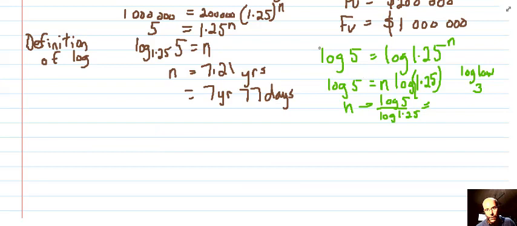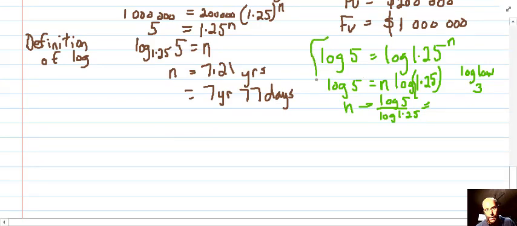By the way, if you do know log law 3, that's how you would do it using log law 3. Take logs of both sides, move the n to the front, and divide through, and you get 7.21. If you don't know that, just stick with the definition of a log.